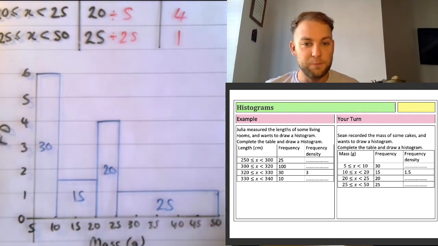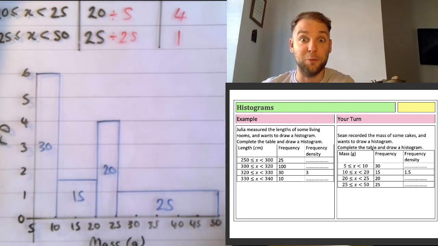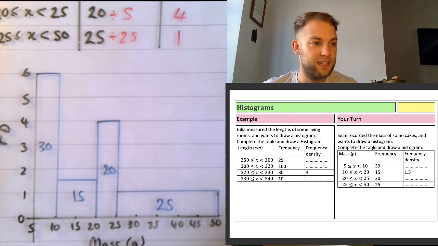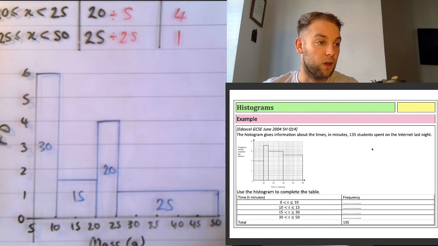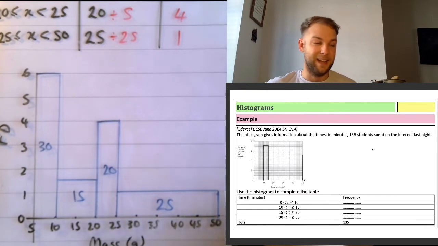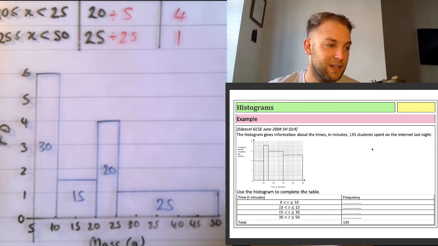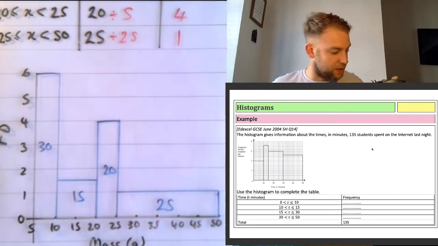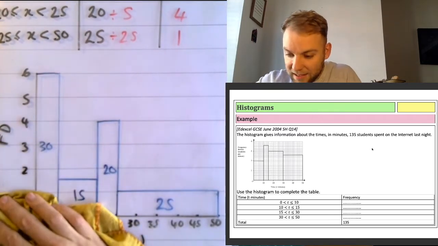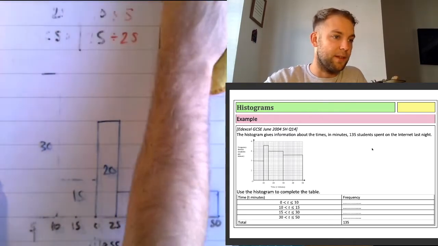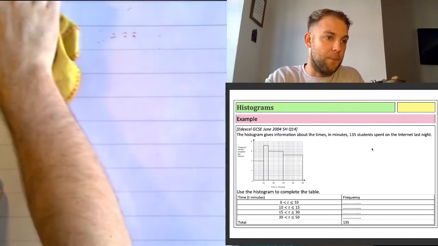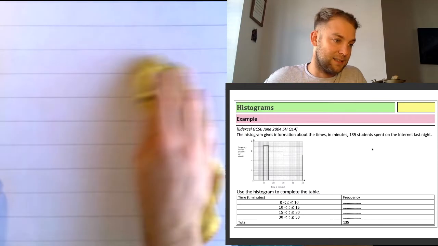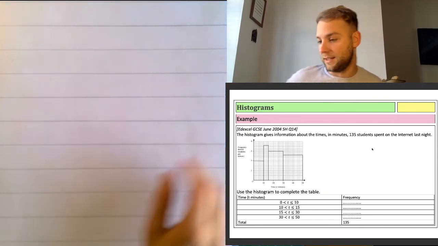Okay. Let's move on to the next question. Now, I think the next question is actually a little bit, in fact, sorry, we need to check these first, don't we? So let's check these answers. Brilliant, brilliant, super. So this next question is actually a little bit easier because you don't need to draw anything with this one. So this next question here says, the histogram gives the information about the times of 135 students and how long they spent on the internet last night. Use the histogram to complete the table.